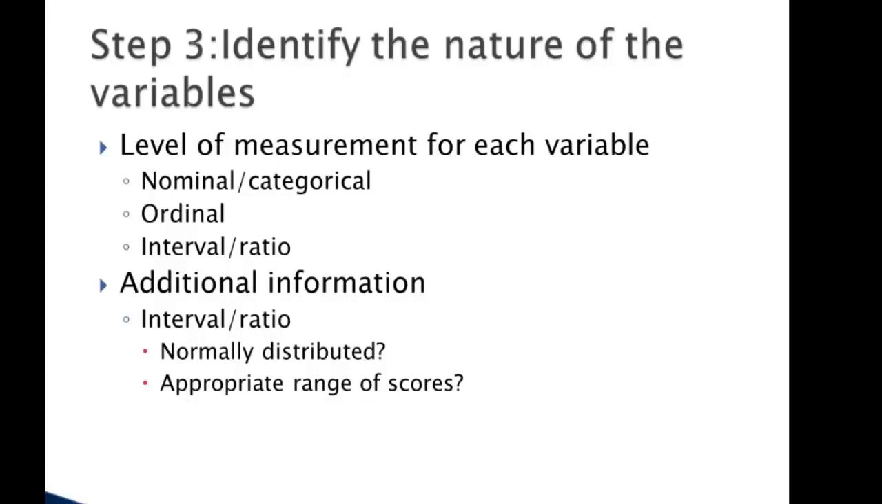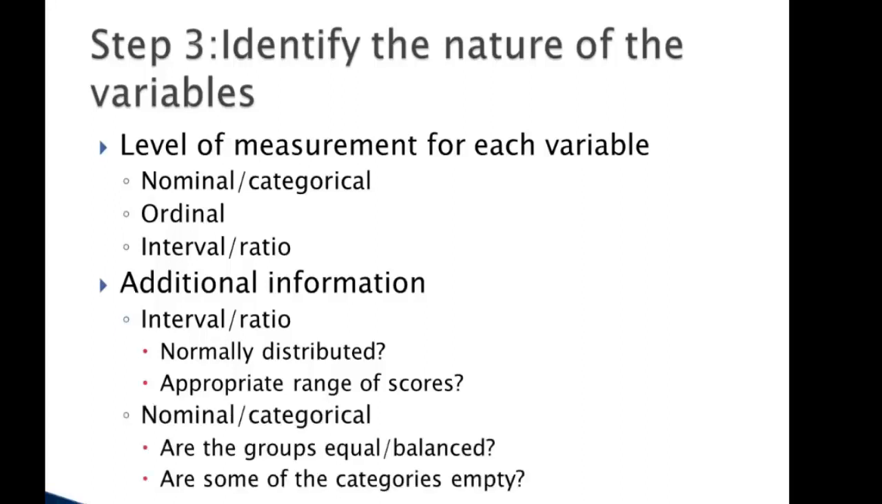Are there scores that don't make any sense as far as what would be a typical measurement, or are there scores that are much, much different than the majority of the scores, which we refer to as outliers? We need to identify if we have those, and that could have an impact on which analysis technique you will choose. Now, if we have nominal or categorical outcomes or independent variables, are the groups equally balanced?